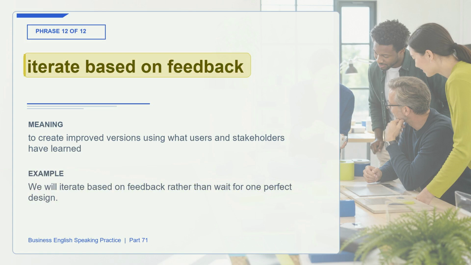Iteration treats development as a learning cycle of building, testing, and improving. The feedback should connect to real objectives. Use this phrase when gradual improvement is more effective than one large release. Now repeat, iterate based on feedback.